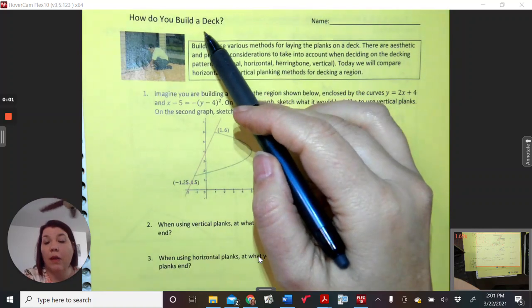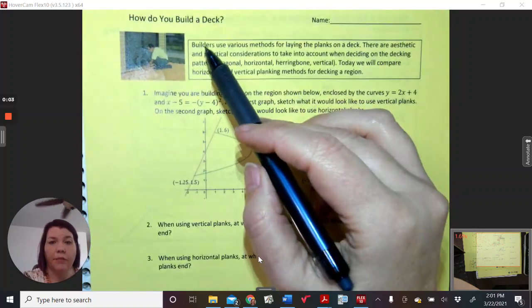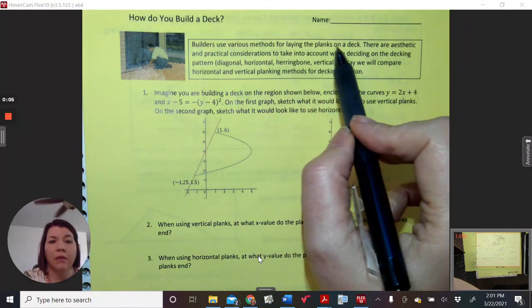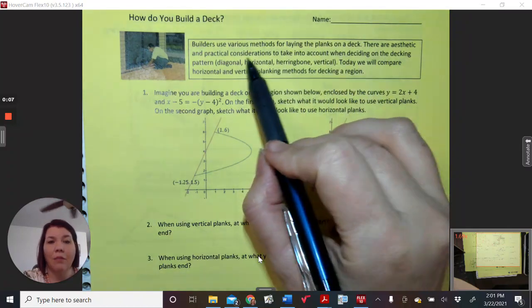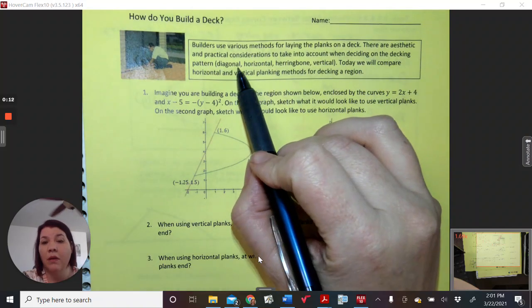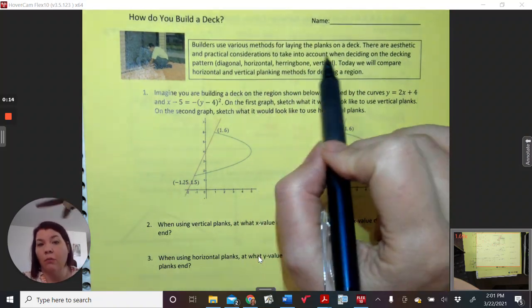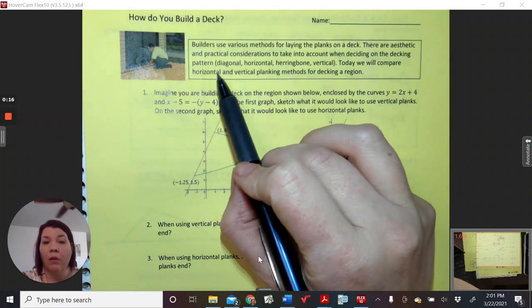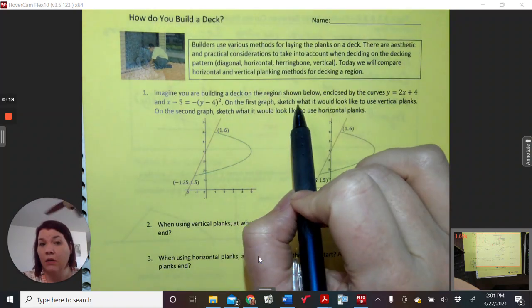Okay, so we're going to look at building a deck today. So exciting. Builders use various methods for laying planks on a deck. There are aesthetic and practical considerations to take into account when deciding on the deck pattern. Diagonal, horizontal, herringbone, vertical. Today we're going to compare horizontal and vertical planking methods for decking a region.